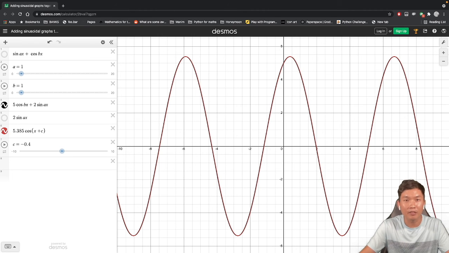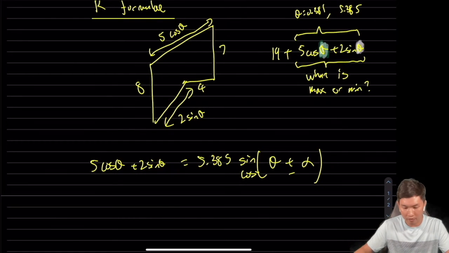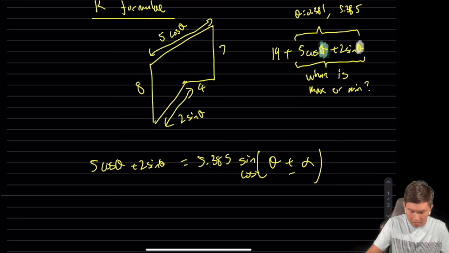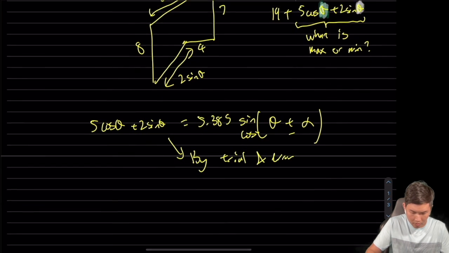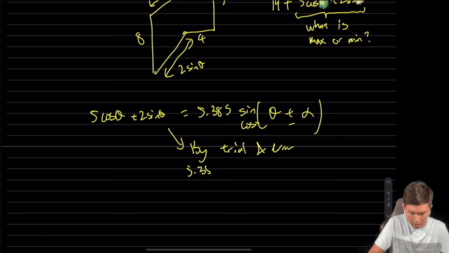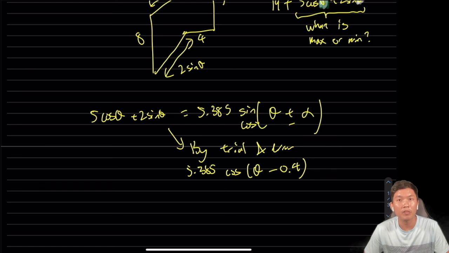That means, let's go back to the iPad. Sorry, they do a bit of switching back and forth. That means this thing, right? Okay, by trial and error, is equals to 5.385 cosine theta minus 0.4. But the question should be like, why? Why is it equals to that?